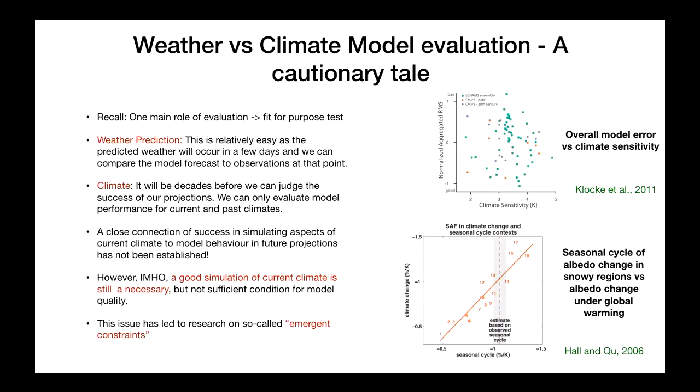So this has actually led to a new research field, which I'm not a particular fan of, but you might be fans of one day, that is called the field of emergent constraints. This is where people now specifically look for behavior in the model in current climate that maps into behavior in future climate. And the first study, as far as I'm aware, that did this was the Hall and Qu study, in 2006. And they looked at the seasonal cycle of albedo in regions where there's snow.